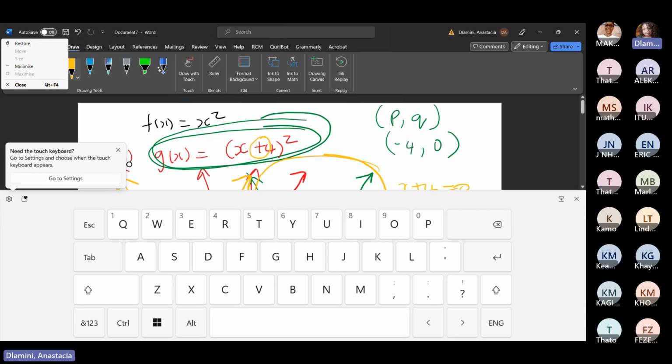Okay, let me not use my finger because if I use it, I press a lot of things.